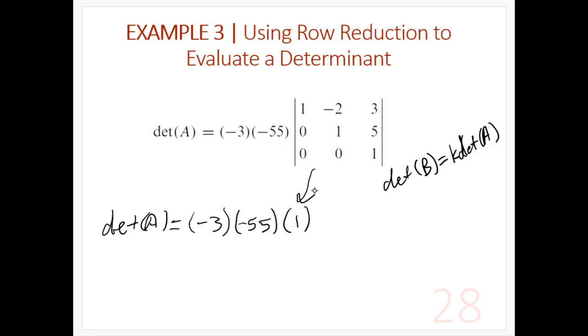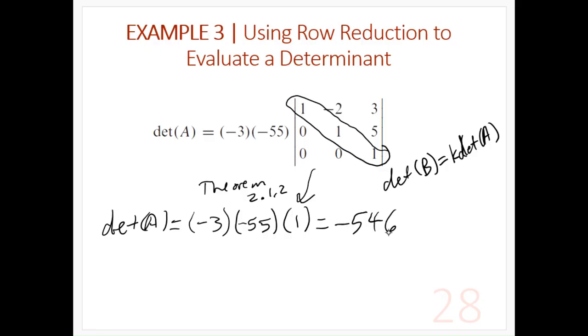Well, don't forget your theorem 2.1.2, which says if A is an n by n triangular matrix, upper triangular, lower triangular, or diagonal, then the determinant of A is the product of the entries on the main diagonal. So 1 times 1 times 1 equals 1. So now I'm ready to go ahead and solve this. So the final determinant of this matrix is going to be negative 546.